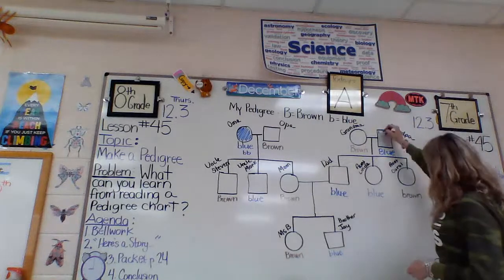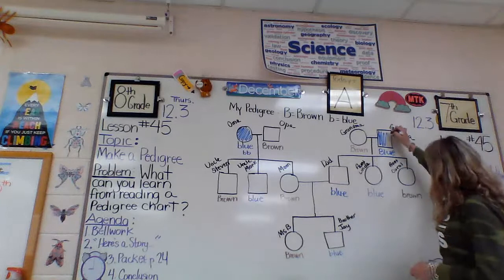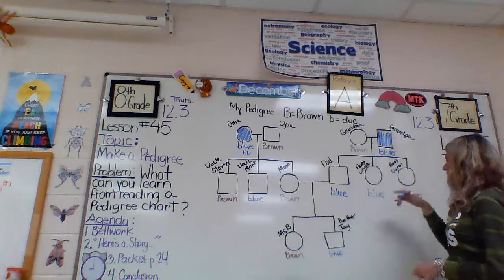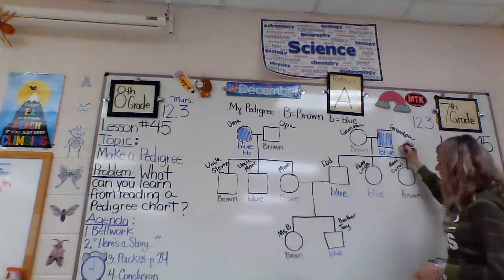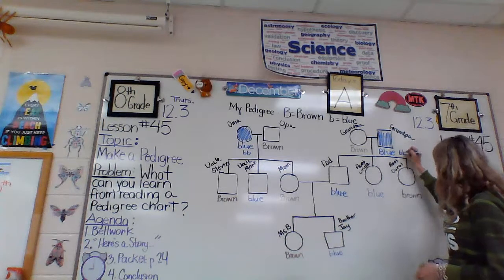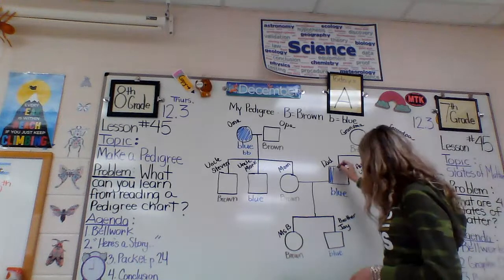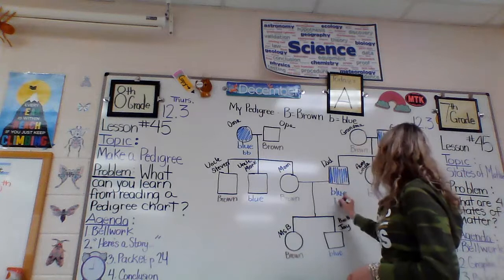That means we have to shade in Opa over here. Okay, so this is sometimes called my paternal grandparent because they're on my dad or paternal side. And this is going to be little b, little b. Okay, that means that Dad over here who had blue eyes is also going to be little b, little b.